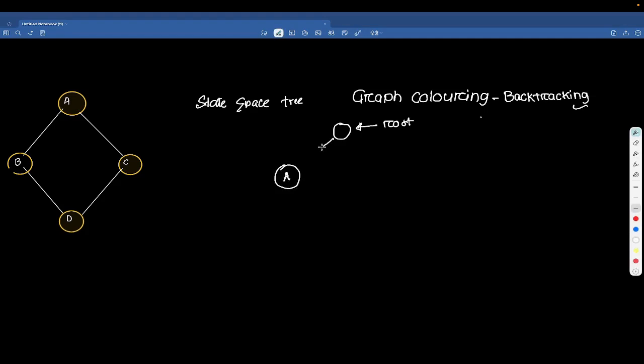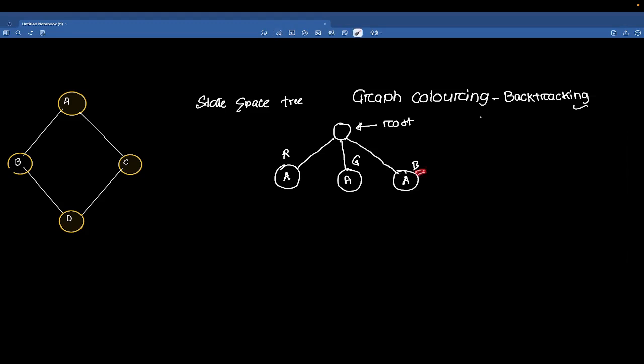We can color this A with the color R, or red, or we can color the node A with green, and we can also color that node using blue. That is, A has three options to color: either red, green or blue. Now once we explore A, then we will explore the adjacent node or the rest of the nodes in the graph. Let's say this time we consider node B.